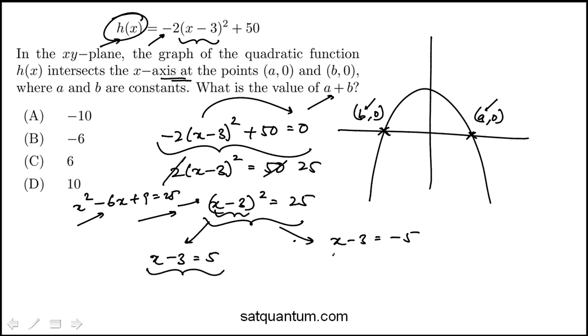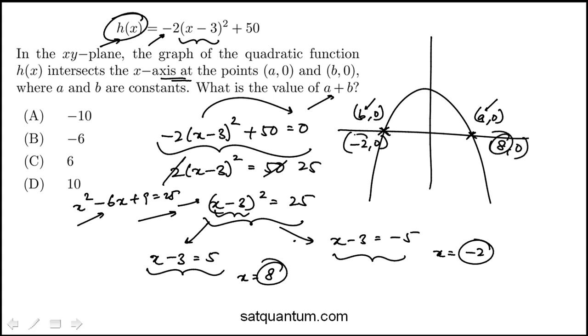So here the 2 conditions will give us x is equal to 8, and here x is minus 2. So those are the 2 roots, meaning these points are minus 2, 0, and 8, 0. They're asking for the sum of these 2 terms, minus 2 plus 8, which is 6. Answer choice C. So that's one way to do it.